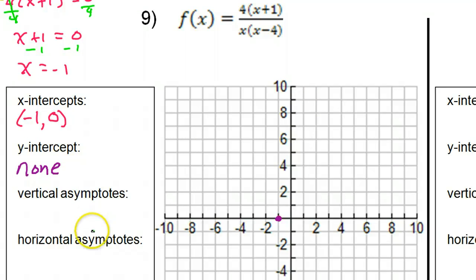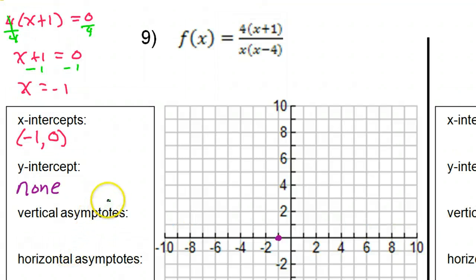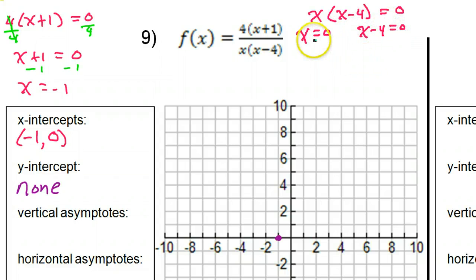Vertical asymptote. How do we find vertical asymptotes? You set the denominator equal to 0. Okay, so that means x times x minus 4 equals 0. Well, this is already factored for us. Very nice of them to factor for us. So I will set these factors equal to 0. X equals 0 and x minus 4 equals 0.